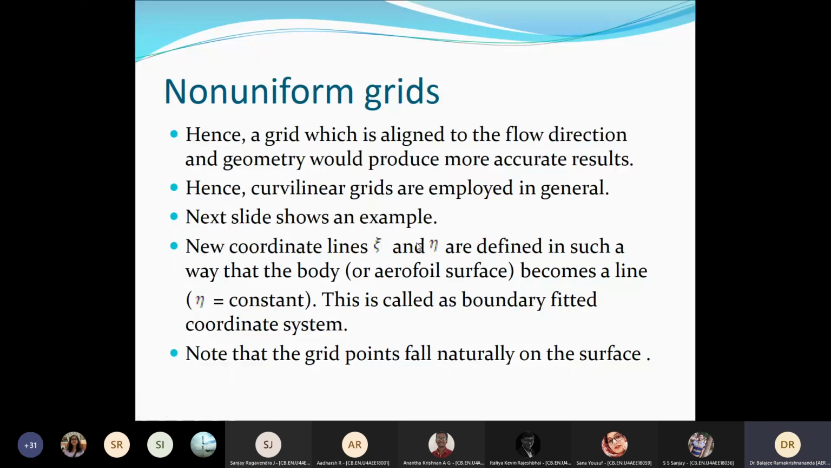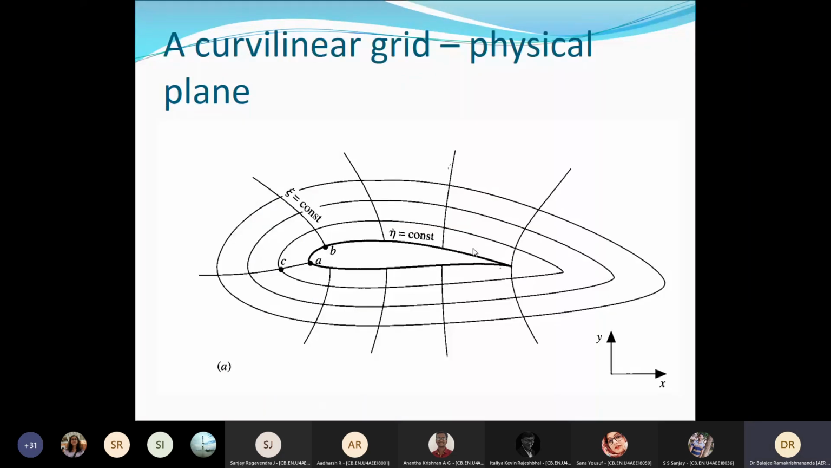Note that the grid points fall naturally on the surface. So all these points, like A, B, then these 2 points and this point, all fall on this eta-constant line. Eta is equal to 0 line. Or parallelly, if this is a z-axis, they all fall on the z-axis in this curvilinear coordinate system.